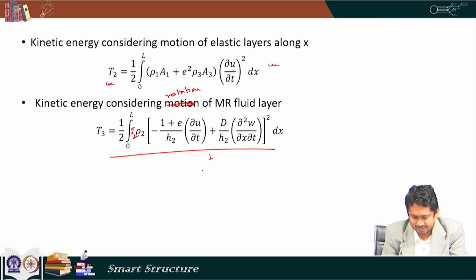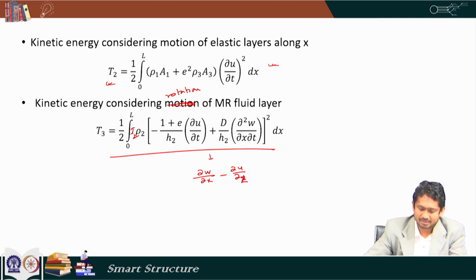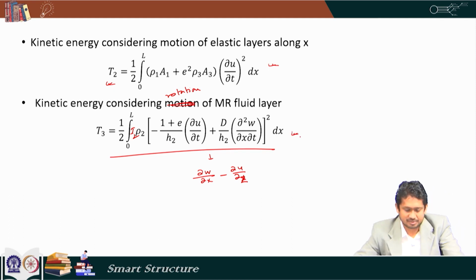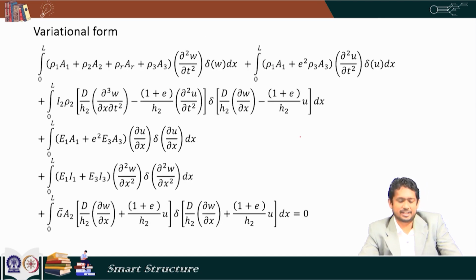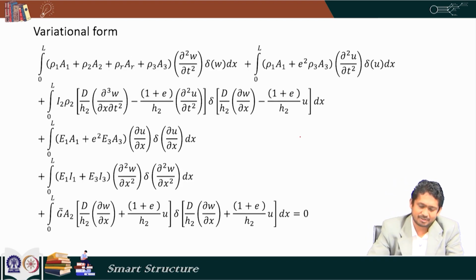here rotation is defined as del W by del X minus del U by del Z. So, we know del U by del Z, so we can write the rotation. So, after having all the energies, now we can make some approximation for our variables U and W and put it here, and then we can minimize T minus U, that means the total kinetic energy minus the total strain energy, or we can make a variational form and then form a set of ordinary differential equations that we want.